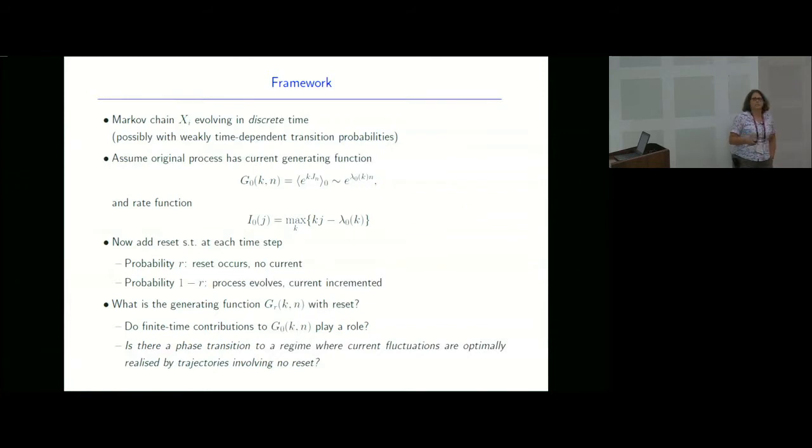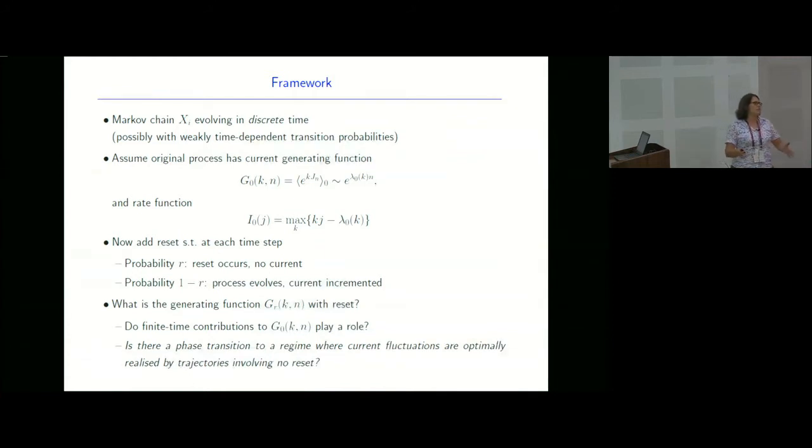And the transition probabilities in this Markov chain might have some weak time dependence in a way that will become important later on. And I'm going to assume that even if the transition probabilities have some weak time dependence, the original process has a large deviation principle for the current. So I have a current generating function for my original process, which I'll call G0. So the 0 will always relate to the process before I put the reset in, which scales in the long time limit with some scaled cumulant generating function in the exponent here, and a corresponding rate function.